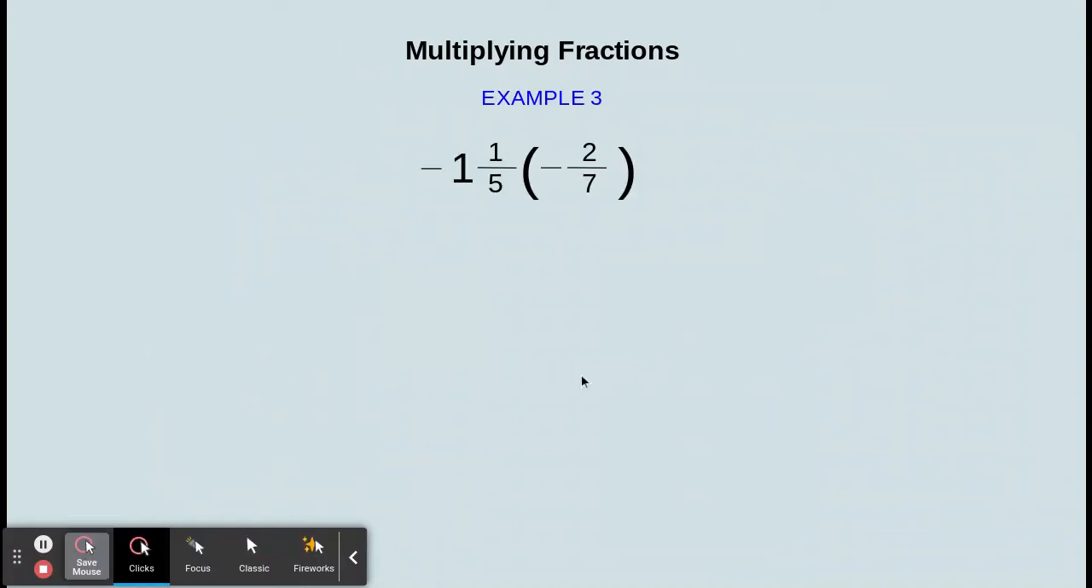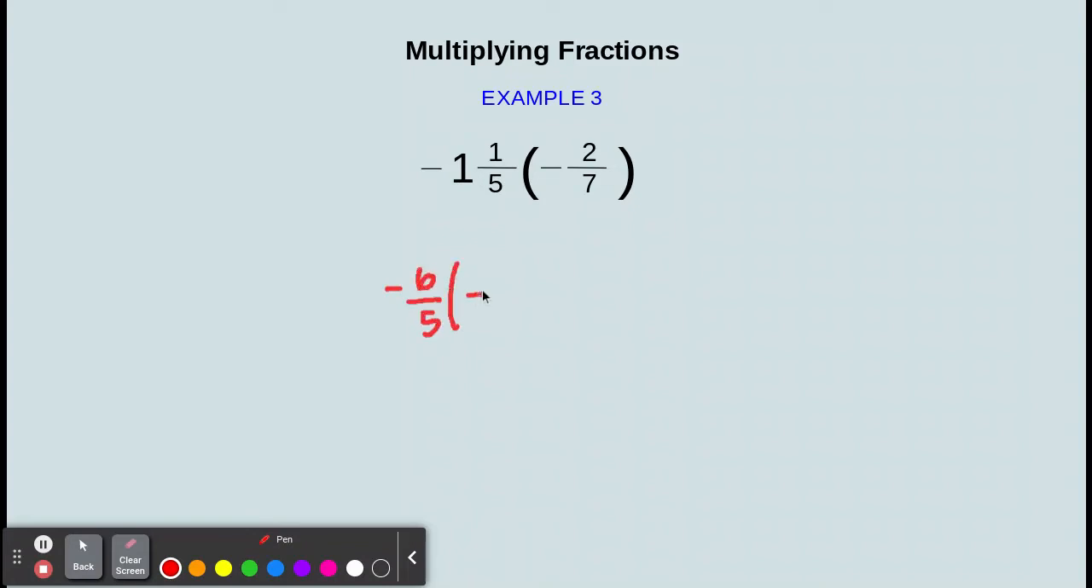Okay, so a third example here, the best way to do this one is to first turn your mixed number into an improper. So what is negative 1 and 1/5? Remember, it's 5 times 1 plus 1. So it ends up being 6/5 times a negative 2/7. And what did I say? We multiply straight across. So 6 times 2 is 12. And 5 times 7 is 35. These both have the same sign, so our answer should be positive.